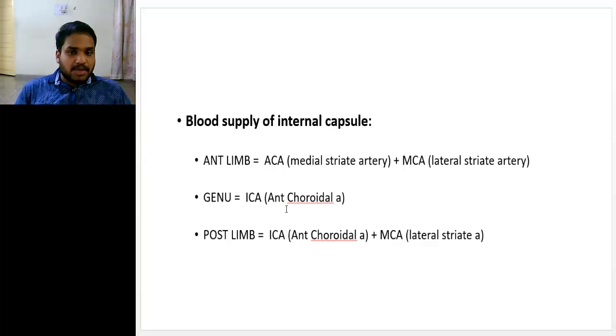Now the genu is supplied by the anterior choroidal artery, which is in turn a branch of the internal carotid artery. And the posterior limb is supplied by the anterior choroidal artery, that is the branch of internal carotid artery, which I have told you before, plus the middle cerebral artery, the lateral striate artery, that is the lenticulostriate branches of the middle cerebral artery, right?